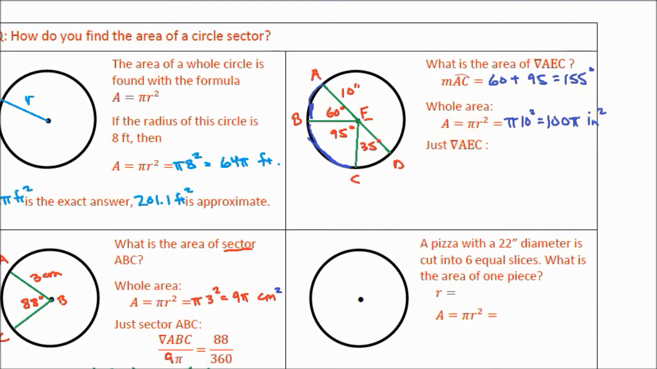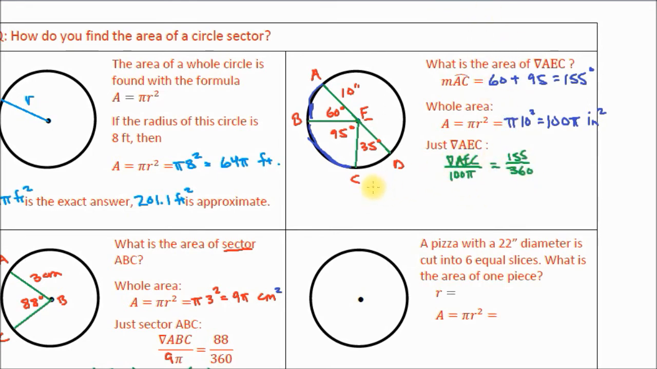And now let's just find the area of sector AEC. We'll write a proportion. Sector AEC over the entire area of the circle, which is 100 pi, is equal to the degrees of sector AEC, which is 155, over the total degrees of the circle. Notice these ratios, class, kind of cool. This is just the ratio of the degrees of the sector over the total circle. This is just the ratio of the area of the sector over the area of the total circle.